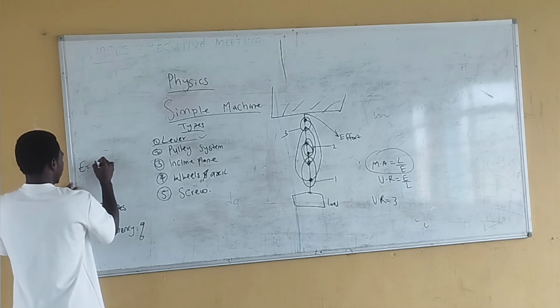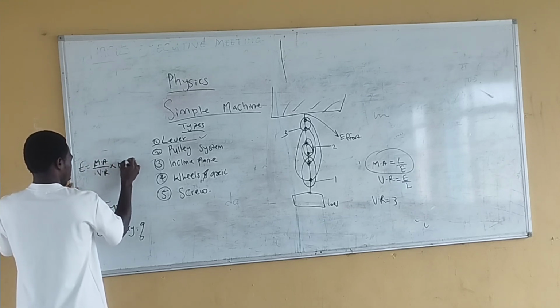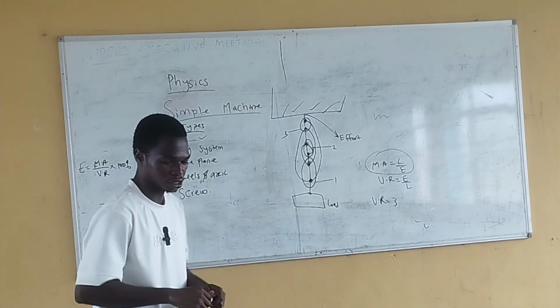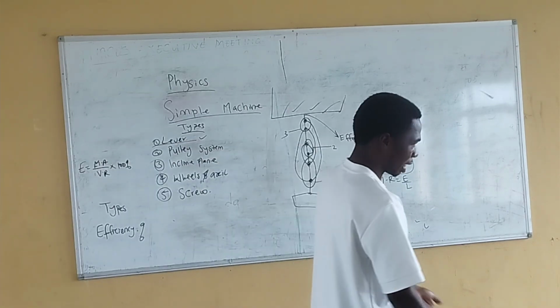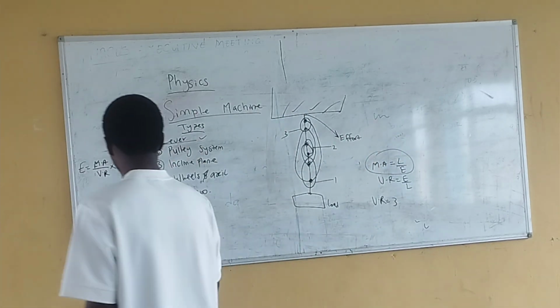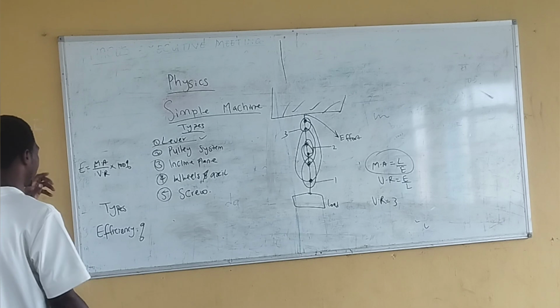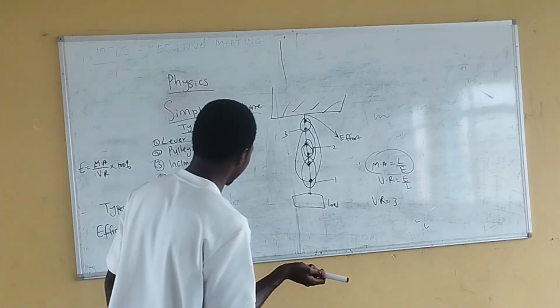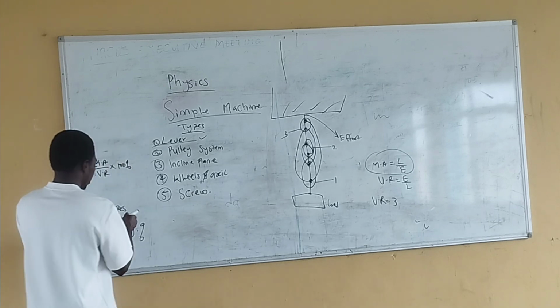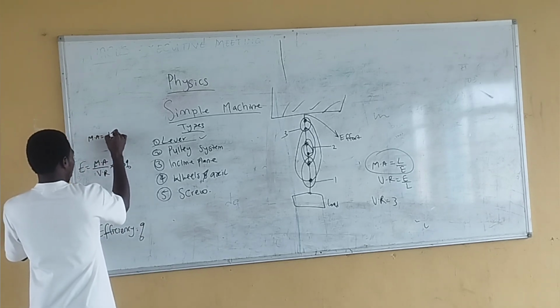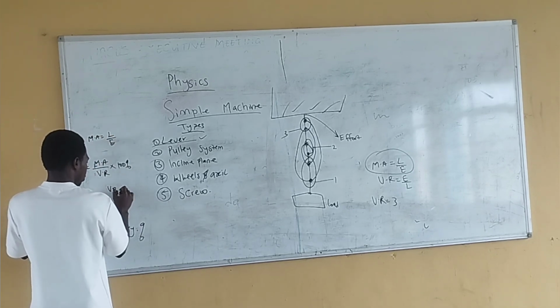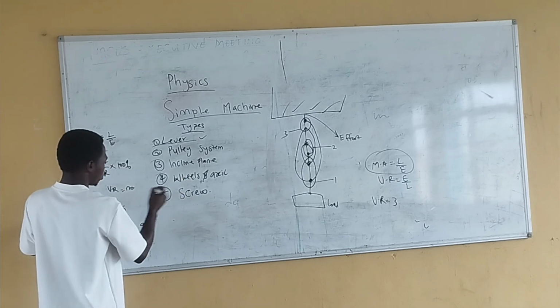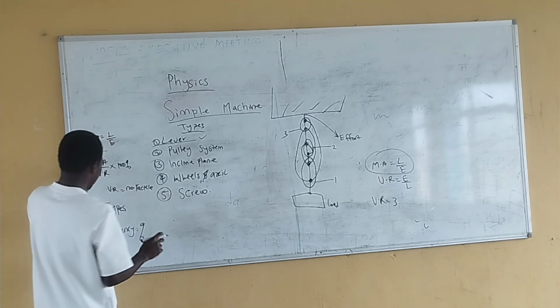Efficiency is equal to MA over VR times 100. Let's write this down: efficiency is equal to mechanical advantage over velocity ratio times 100, right? You already know that mechanical advantage is equal to load over effort. You know that velocity ratio is the number of tracks in the pulley system.